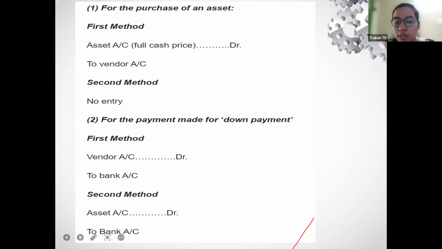We are talking about the books of the hire purchaser, or you can think of these journal entries as being in the books of the buyer. You can consider yourself the buyer or the seller as you think fit. Next is the payment made for down payments. Say, for example, you are making something as a down payment. So what will be the journal entry? First method, vendor to bank. Second method, asset to bank.